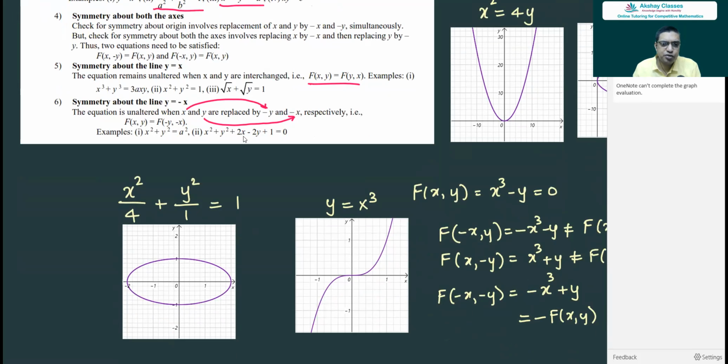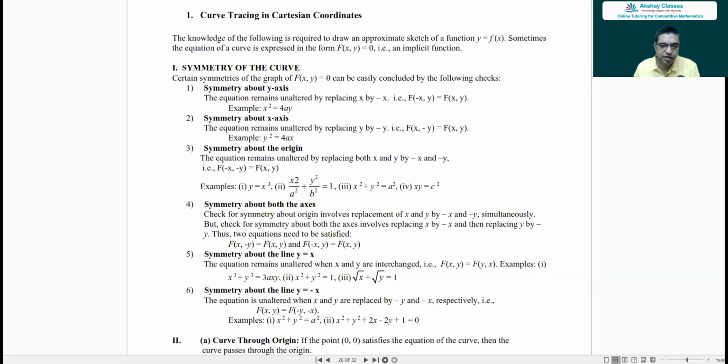And there's an equation of another circle, which gives, if we replace y by minus x and x by minus y, the equation of the circle doesn't get altered. The circle remains symmetric with respect to the line y equal to minus x. So these are some points on symmetry.